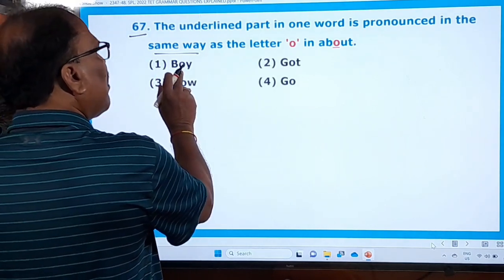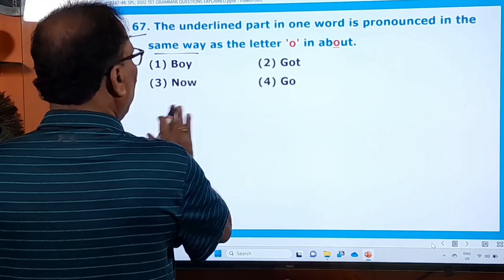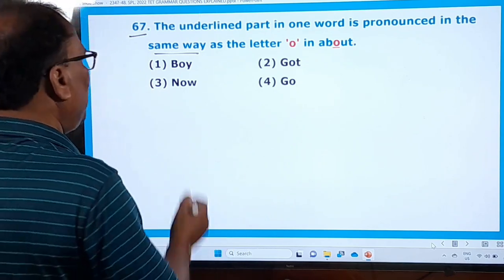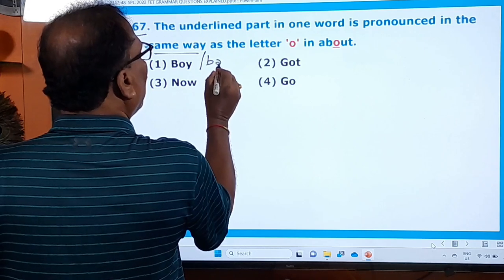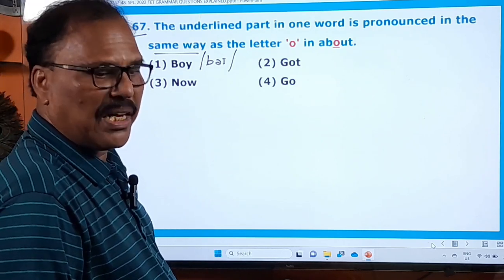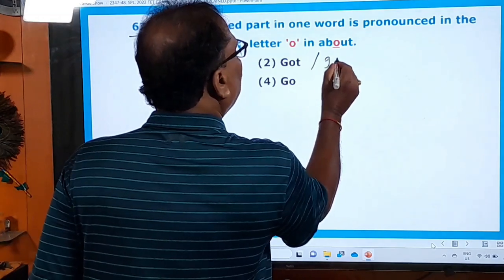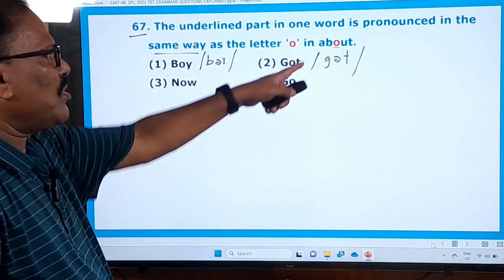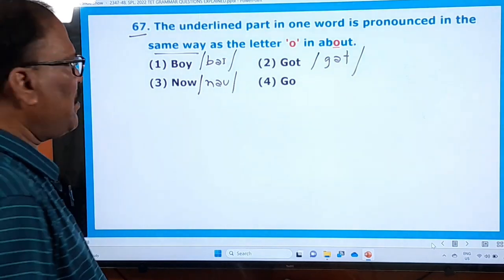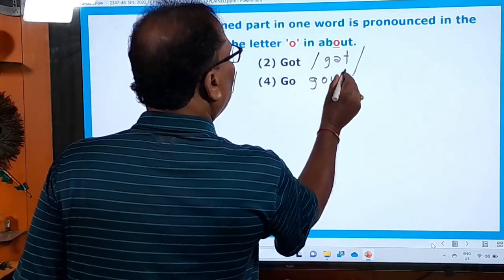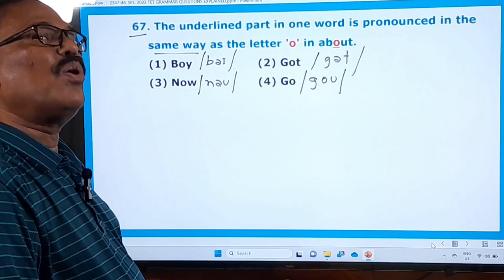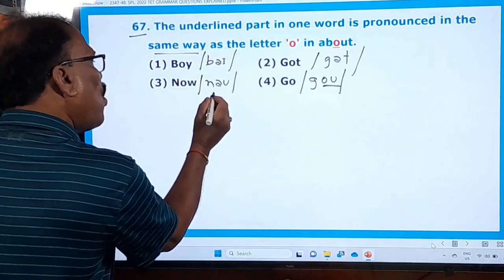Okay, boy, got, now, go. So here this O is being pronounced as O. In which word is it giving you that? You see the phonetic transcription. Boy is there. This is the phonetic transcription of this word. If you know the phonetic transcription, you can understand this very well, right? And got is there. That is the phonetic transcription. And here now is there. This is the phonetic transcription. Go means go. This is O. You don't say go, you say go, oh, this is O, okay.